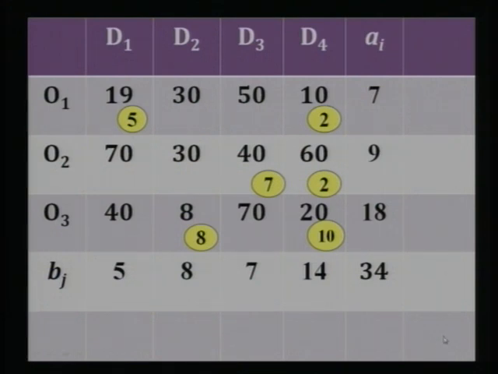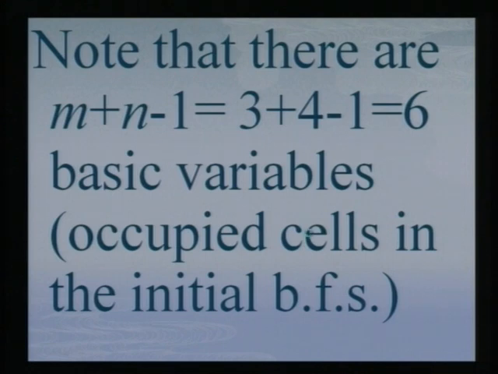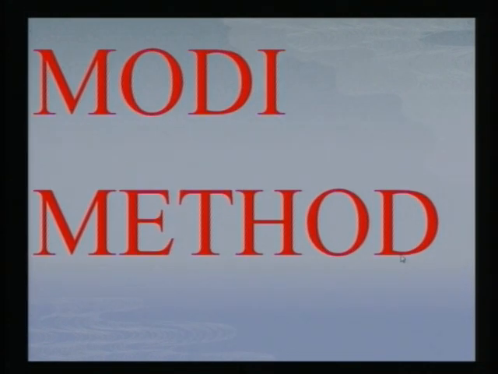That is a special case which we will handle later on, not present. We will consider this as a non-degenerate solution, means all basic variables are there. We have 6 basic variables. So we can now proceed with the MODI method.